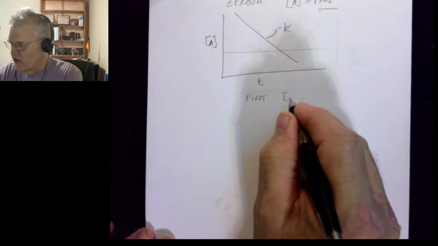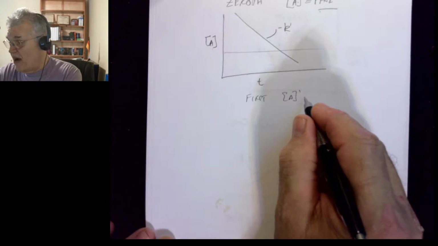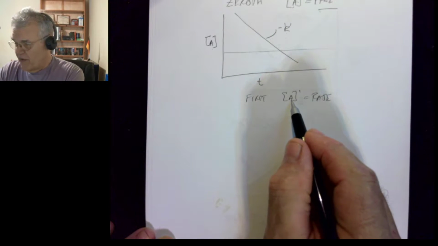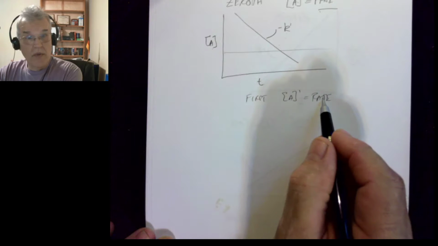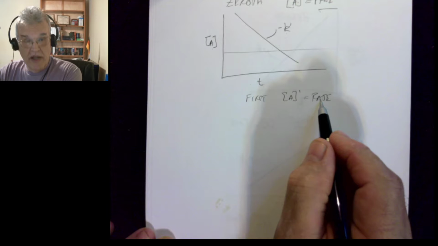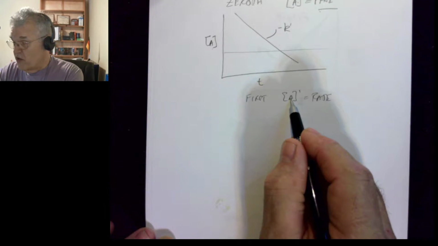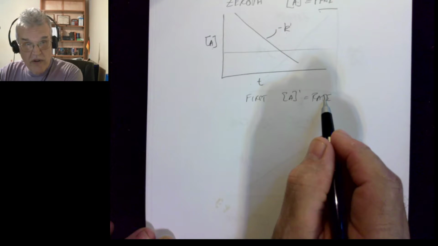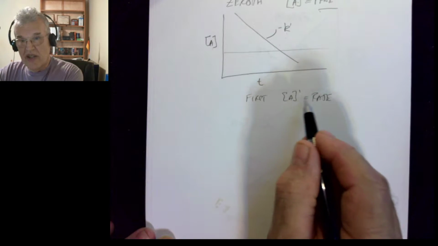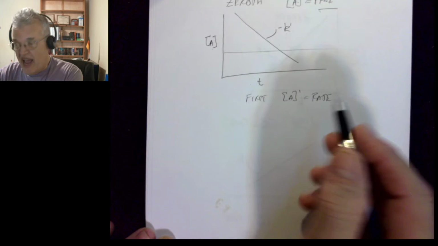How about first order? Okay, with first order, it's like raising A to the power of 1 equals the rate. Well then, what happens? If we double the concentration of A, the rate goes twice as fast. If we halve the concentration of A, the rate goes half as fast. We do a quarter of A, it's a quarter as fast. As A decreases in concentration, the rate slows down.